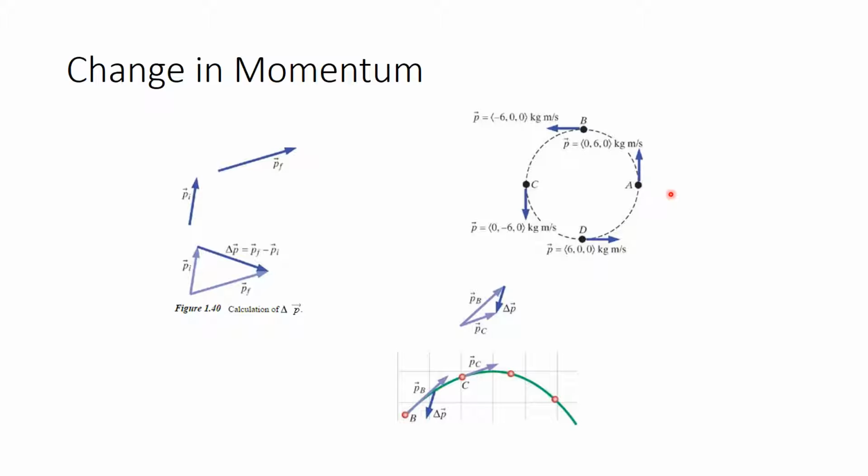So if we were going to describe the change between A and C, we would say that's a difference of 0 in the x direction and 0 in the z direction, and a difference of negative 12 because we go from positive 6 to negative 6 in the y direction. And the diagram down here shows a change both in magnitude and direction of the vector p as we go from B to C along this parabolic path.